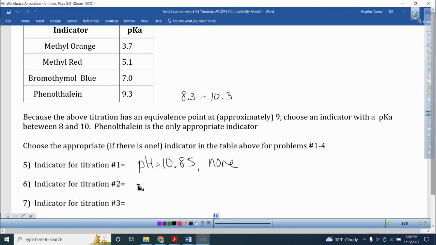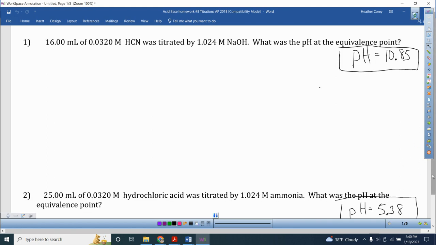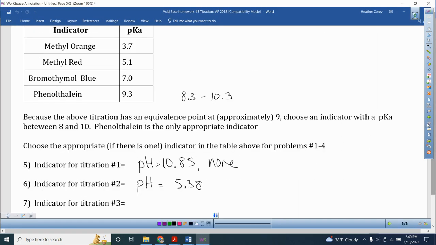Okay, titration 2. This was problem 2. We did the titration and said the pH would be 5.38. So if we go back to titration 2, just to show you where I'm getting these numbers. Okay, titration 2, the pH would be 5.38 at the equivalence point. And so in that case, methyl red is going to be our best indicator. We want the pH to be as close to one of these as possible, but it definitely needs to be within that plus or minus 1 range. Okay, titration 3, we said the pH for titration 3 was 7.61. So the bromothymol blue would be good for that.